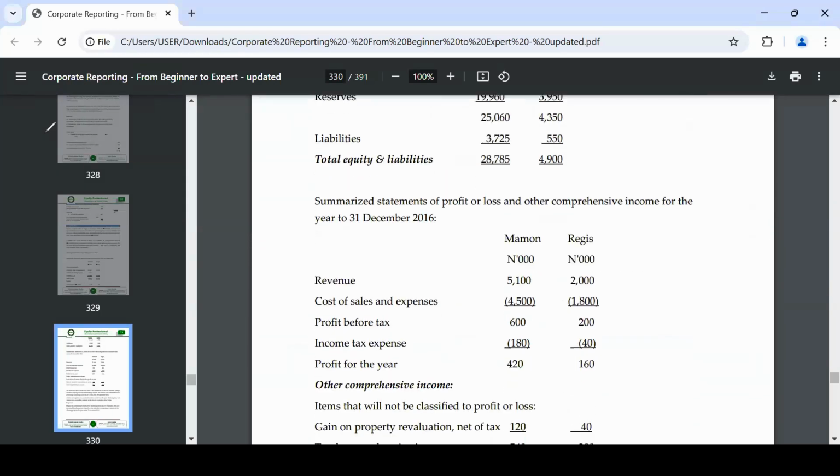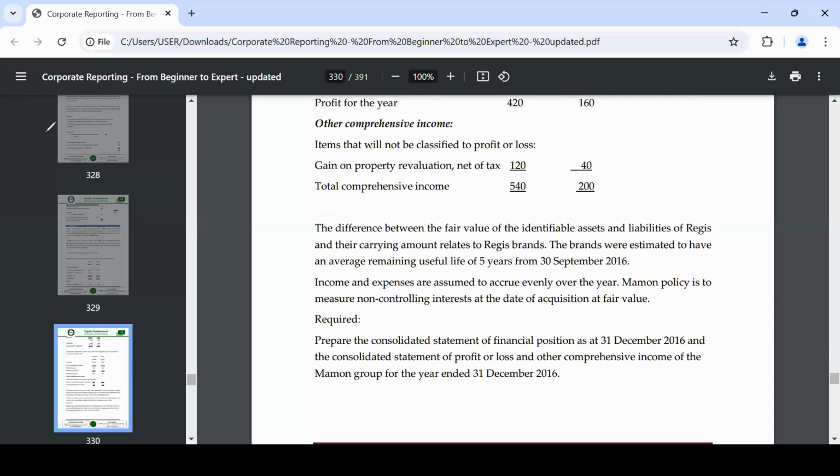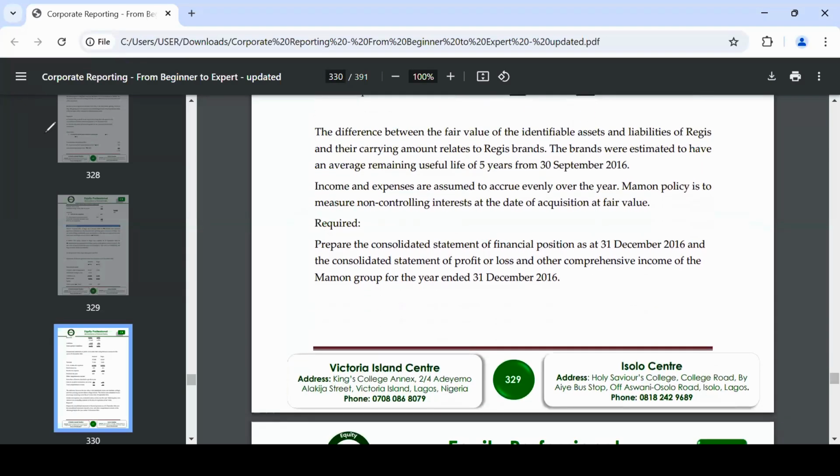All right. Then we were also given the summarized statement of profit or loss and OCI for the year 31st December 2016. Given that, that is another piece of information that we've not had to work with this whole time. We focused on the statement of financial position, but now we have been given the statement of profit or loss for the two companies. Let's move on.